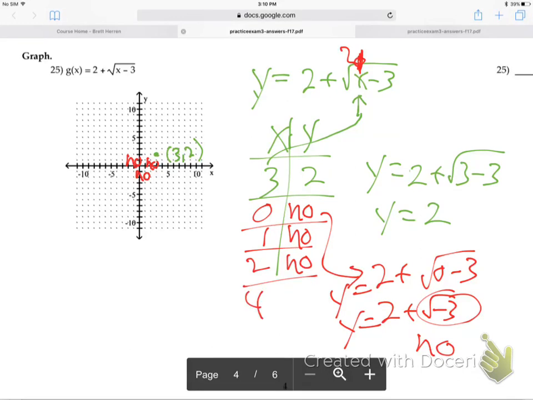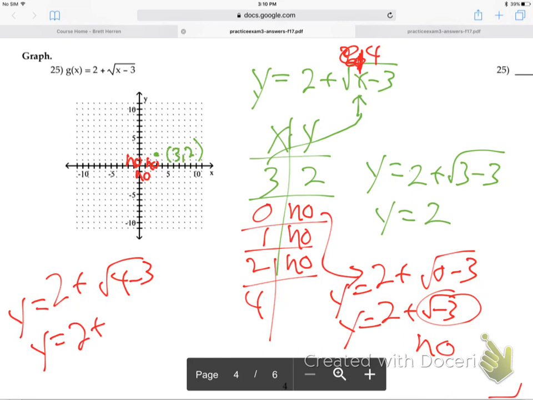If you plug in a number like 4, you're going to get 2 plus the root of 4 minus 3, which is 2 plus the root of 1, which is 3. So it's going up. 4, 3, it's going up to the right. So that's how you know it's D. It's going up to the right. How is 2 plus the square root? The square root of 1 is 1. 2 plus 1 is 3. All right, there we go.